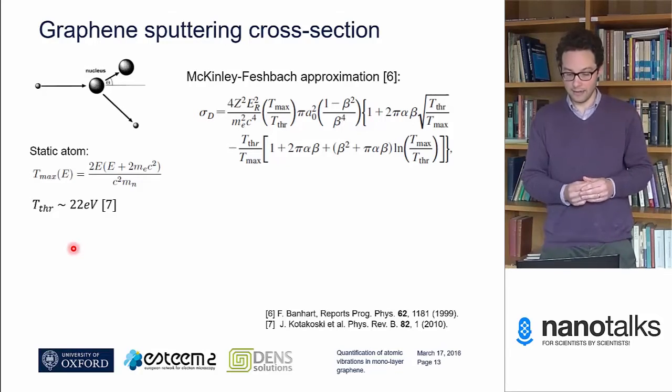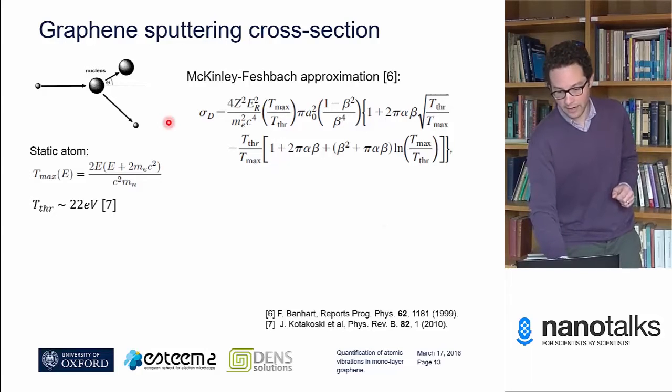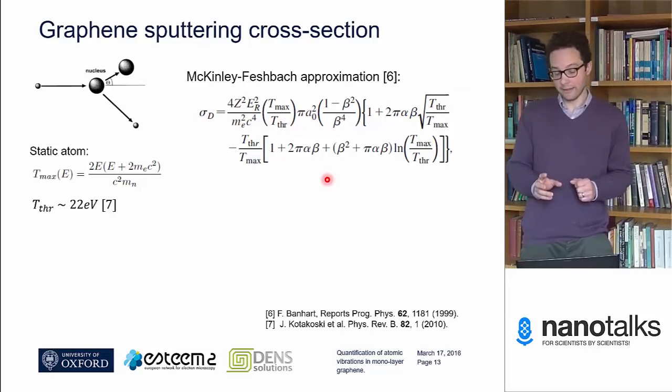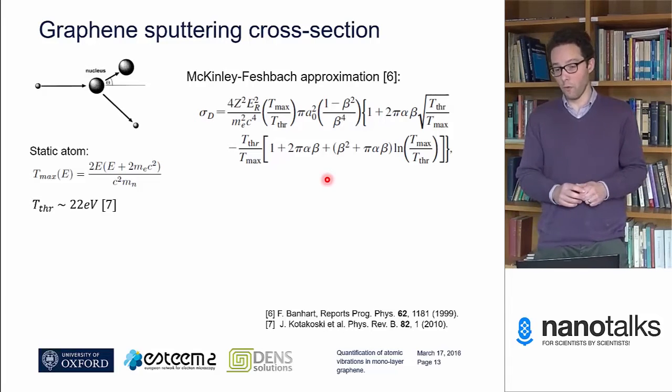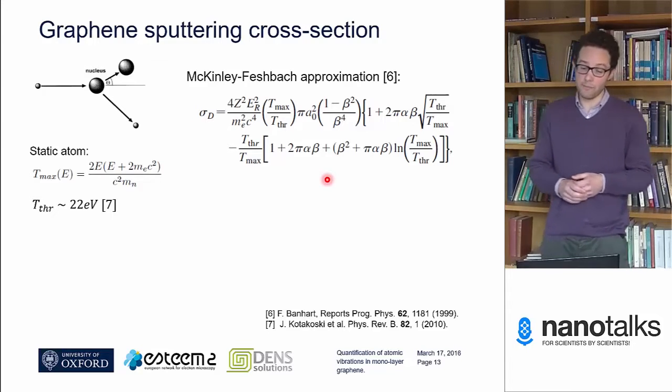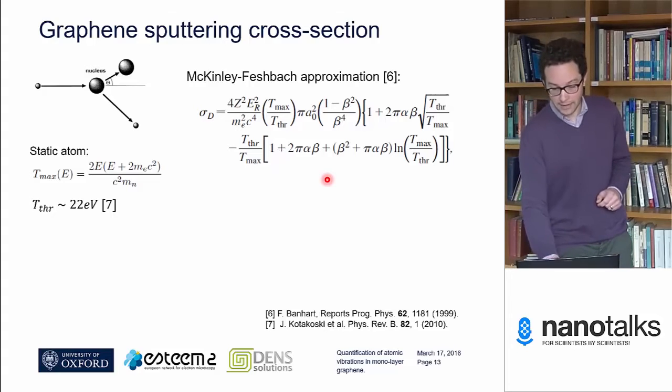from the graphene lattice. And to do that, we use the McKinley-Feshbach approximation, which is an approximation of Mott scattering, and is accurate for relatively light target atoms. So we're talking, as carbon is a relatively light atom, it's a reasonable approximation to make. And if we have a look at this equation, there are lots of things in the equation, but importantly, it depends upon the ratio of the maximum energy, Tmax, that we can transfer from an incident electron to our carbon atom, and the threshold energy.